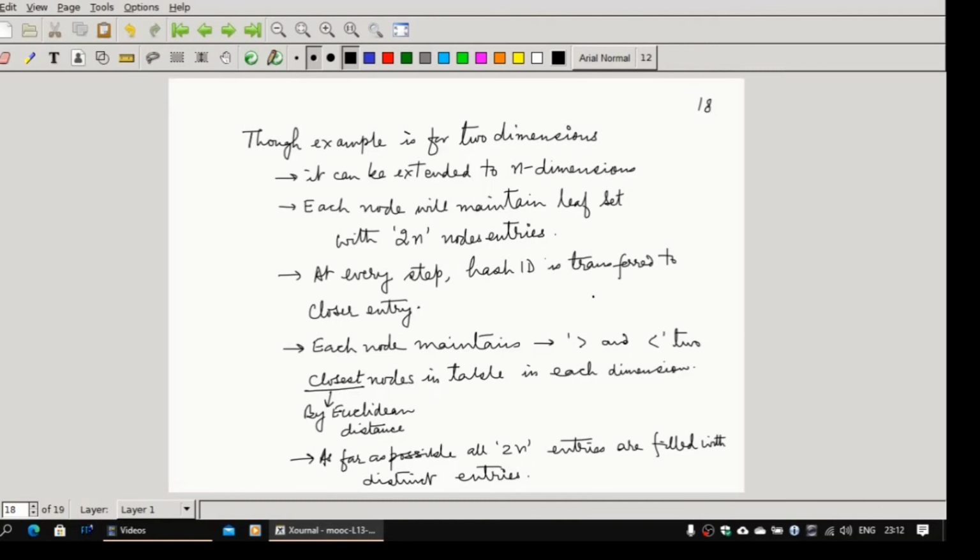So through this example, which was in 2 dimensions, one thing which is obvious is that it can be extended to n dimensions, and each node needs to maintain a leaf set of 2n node entries at max. Okay, there can sometimes be less also, but 2n node entries are required most of the time. And at every step the hash ID is transferred to a closer entry in terms of the Euclidean distance. So each node has to maintain greater than and less than entries for the 2 closest nodes in each dimension, again closest by Euclidean distance. And as far as possible all 2n entries should be filled. So if you don't get the best entry, you can find the second best entry and fill with that.